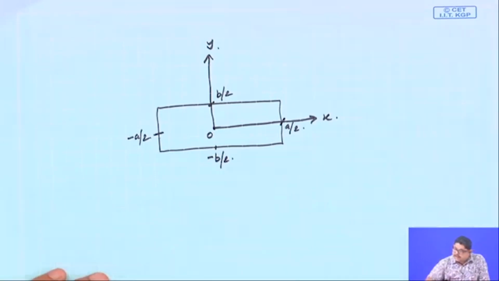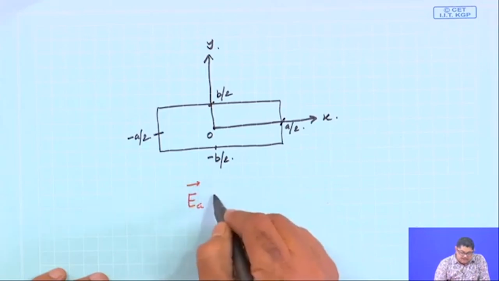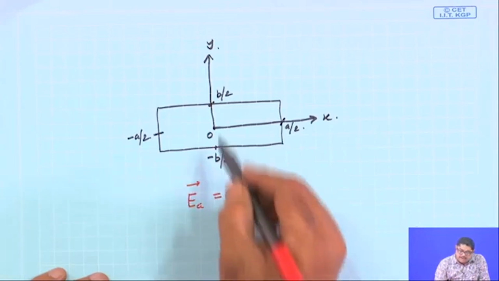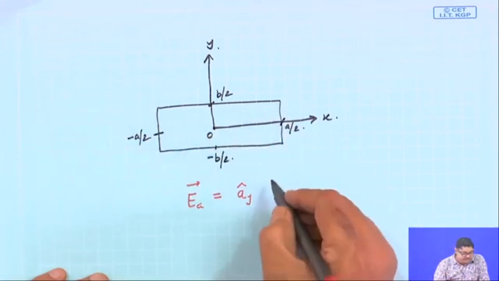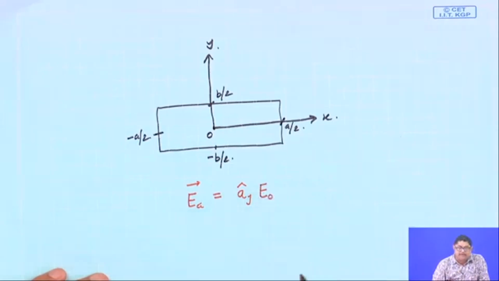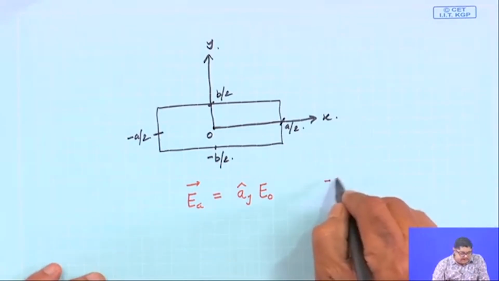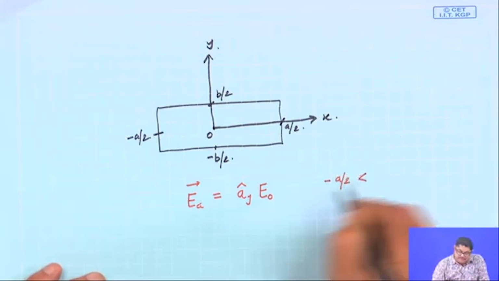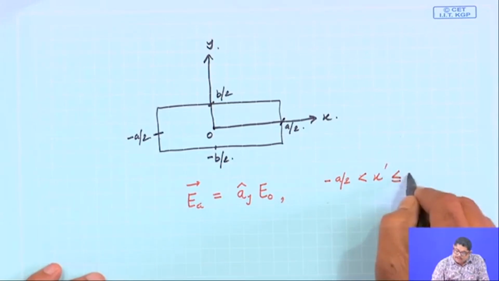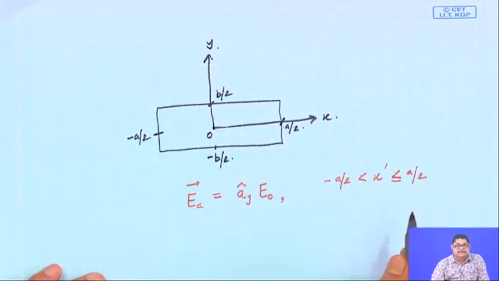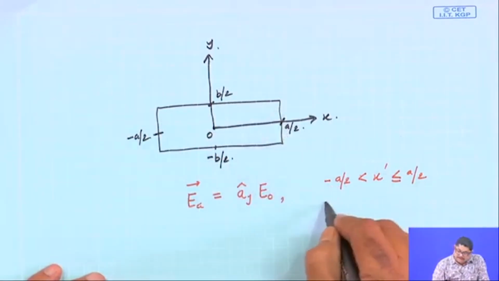So, we can say that the aperture field, we assume that it is uniform, and obviously here it will be y directed, and it is uniform. So, there is no x y variation. So, E naught is a constant. So, I can say that this is valid for minus a by 2 less than x dashed. Again I am writing x dash, though I have shown axis as x y, but since this is my source, I am using prime coordinates.